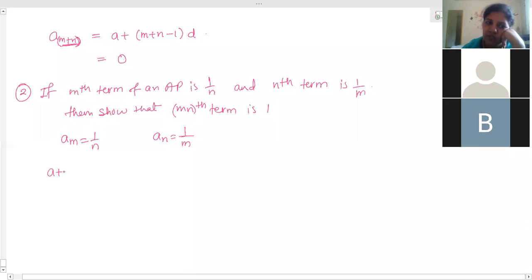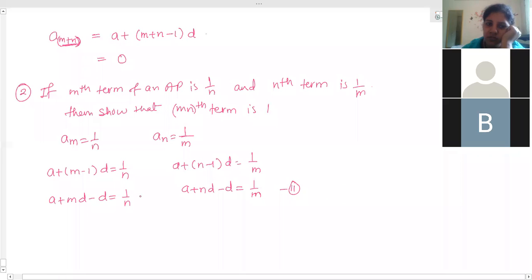Am means a plus m minus 1 into d is equal to 1 by n. And an means a plus n minus 1 into d is equal to 1 by m. Now these are linear equations in two variables. Simplify and subtract. Open the bracket. a plus md minus d is equal to 1 by n. a plus nd minus d is equal to 1 by m. Now this is second and this is first equation.